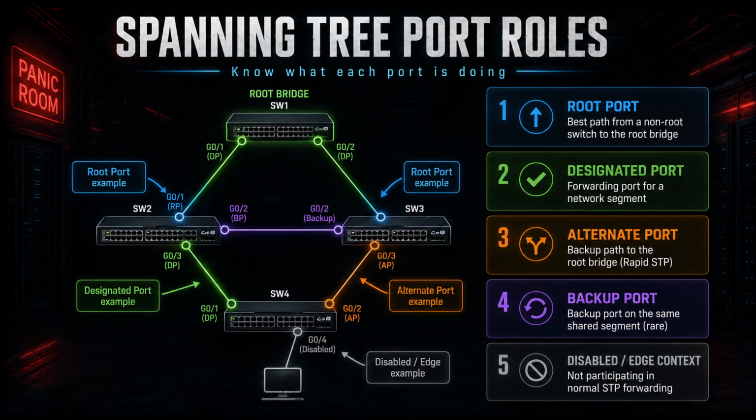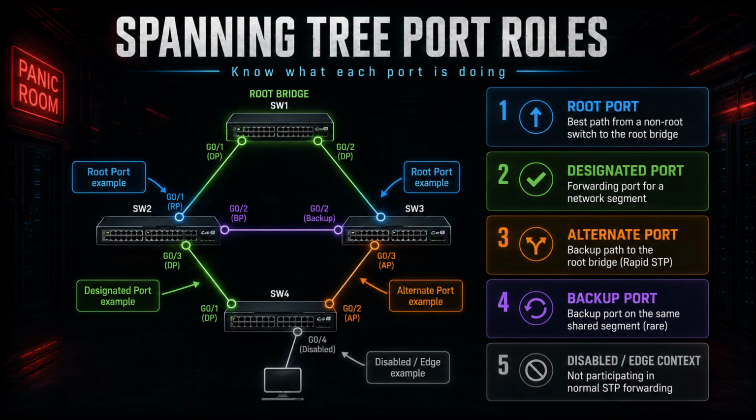I know that's a lot. Maybe listen to it again, maybe write it out, but you gotta kind of commit that to memory. The designated port is the forwarding port for a specific network segment. The alternate port is just a backup path. With rapid spanning tree though, an alternate port sits in discarding. It's not forwarding normal user traffic, but it is ready to take over if the active path fails.